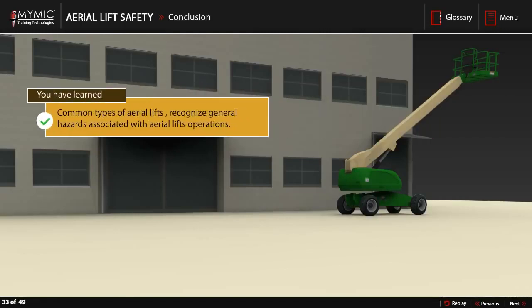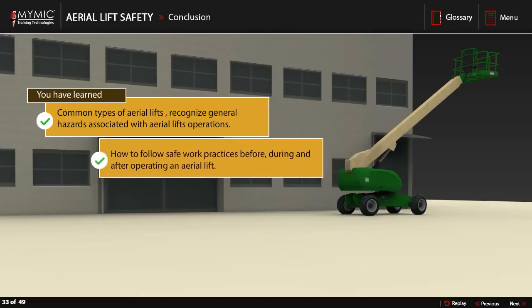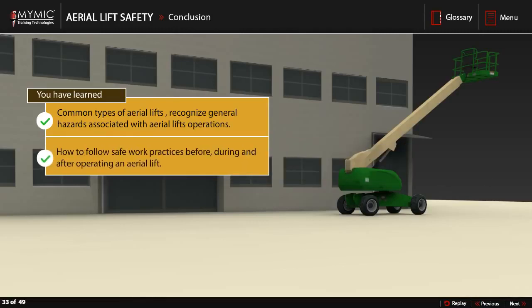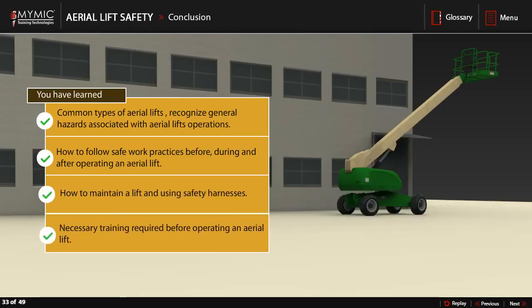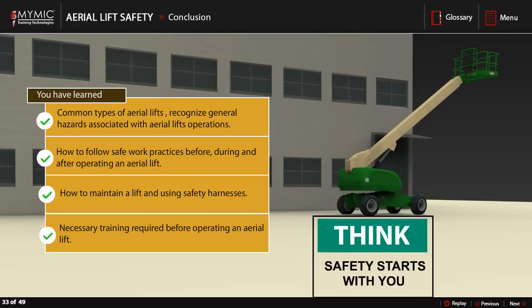Now that you've completed this training, you should be able to identify common types of aerial lifts, recognize general hazards associated with aerial lifts operations, how to follow safe work practices before, during, and after operating an aerial lift, how to maintain a lift, using safety harnesses, and the necessary training required before operating an aerial lift. Aerial lifts can provide safe and easy access when working at heights, but remember to take extra care in using them, because the final judge of your work is your safety.